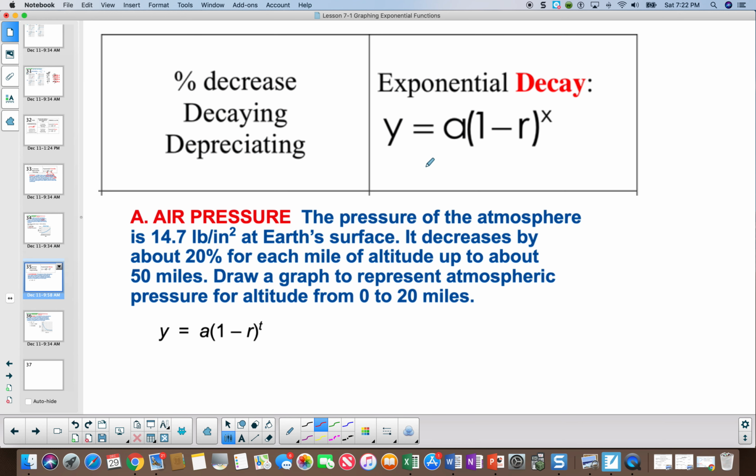One more, this is a decay. In this case, the pressure of the air is this, so this is going to be our initial condition, and we're going to be decreasing by 20%. Remember that 20% in a decimal is 0.2, so we're going to be subtracting 0.2, which is going to make this less than 1.